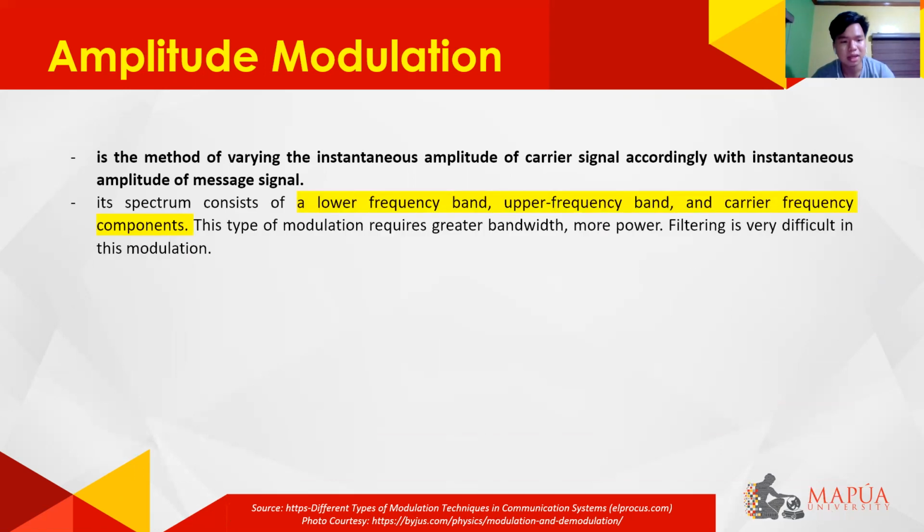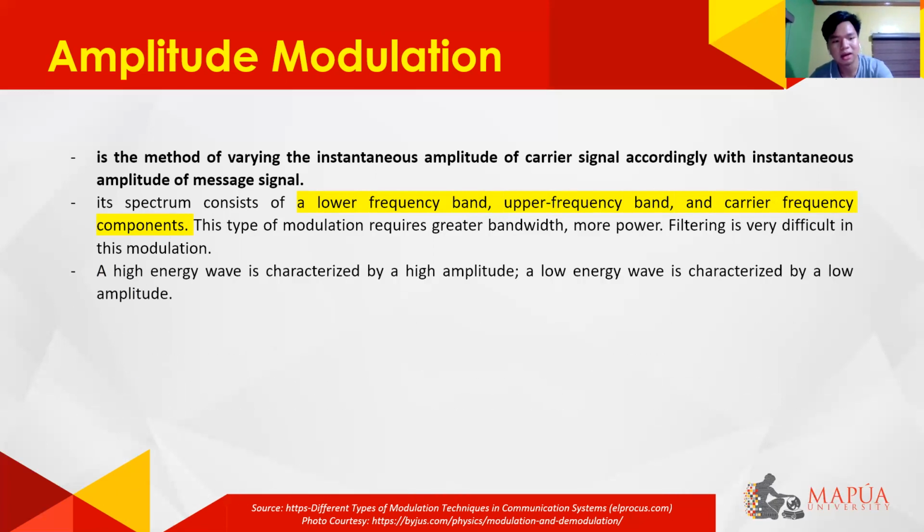So its spectrum consists of a lower frequency band, upper frequency band, and carrier frequency band. These are the bands that are present. The upper and lower bands are called the sidebands, and we have the carrier frequency, which helps to transfer the message to the receiver. This type of modulation requires greater bandwidth and more power. The downside of amplitude modulation is that filtering is very difficult in this modulation.